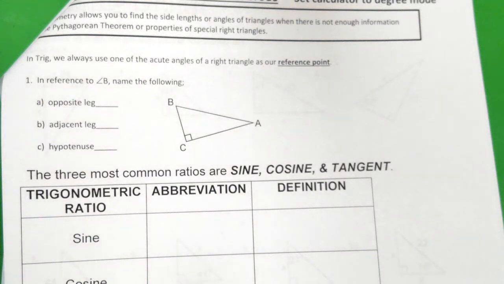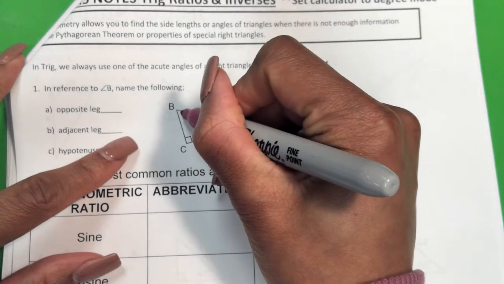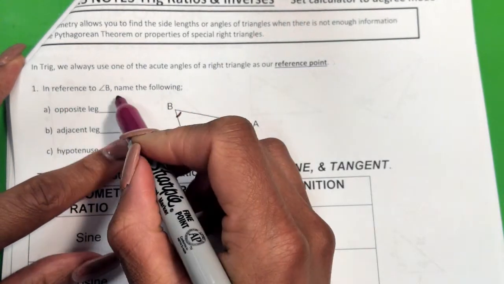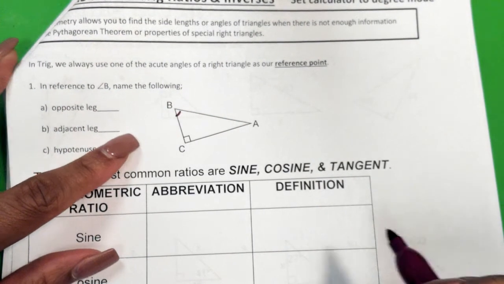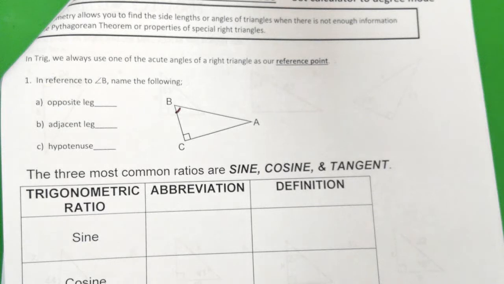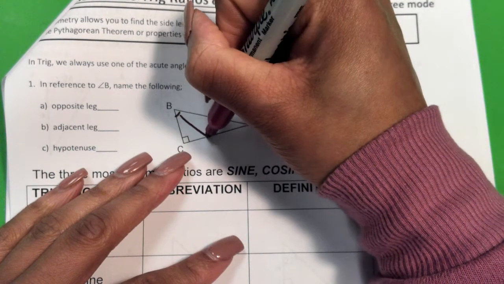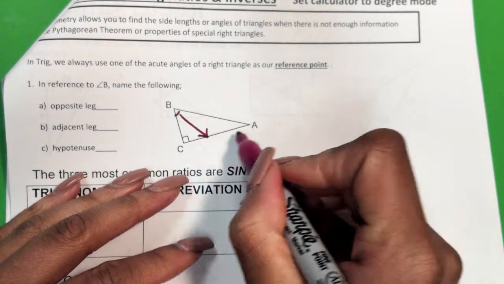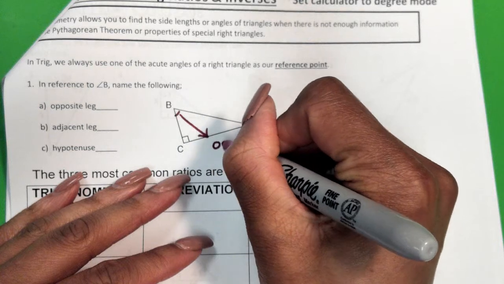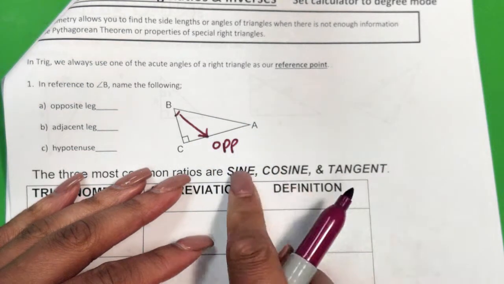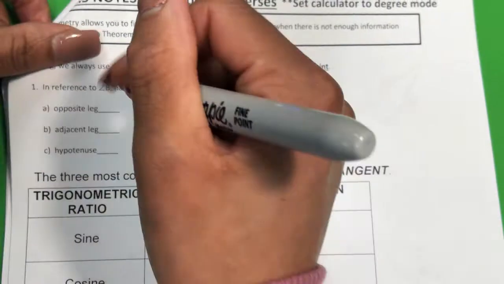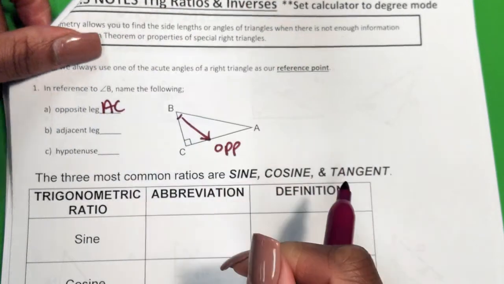So, in reference to angle B, name the following. What is the opposite leg? The opposite leg is what's literally across or opposite of the angle. In this case, if I were to draw an arrow to the opposite side, then CA is considered your opposite, and I will put O or op for opposite. Okay, so AC is your opposite.